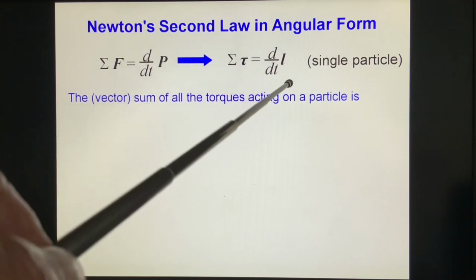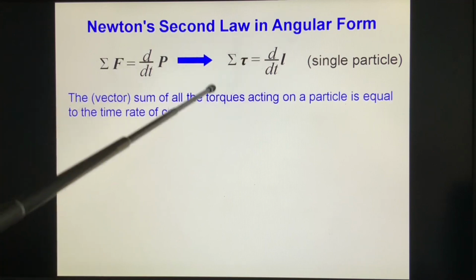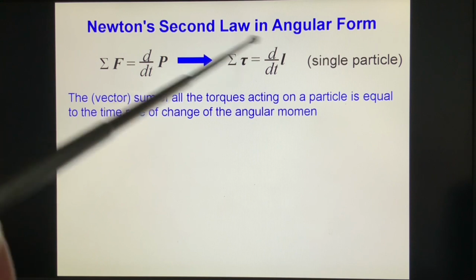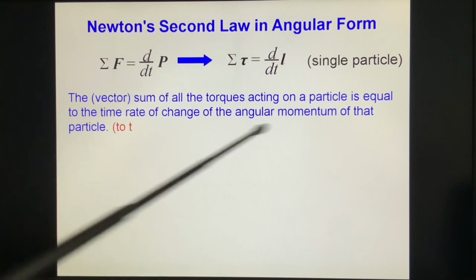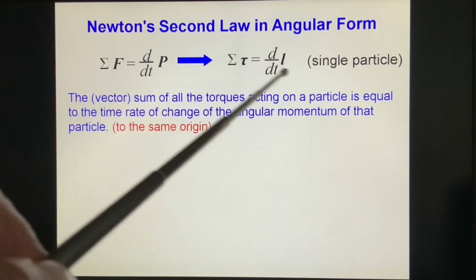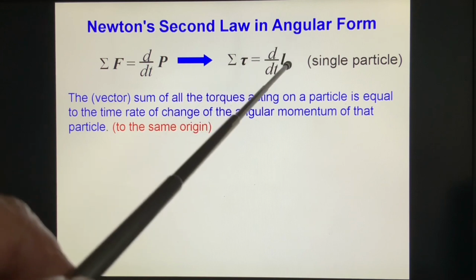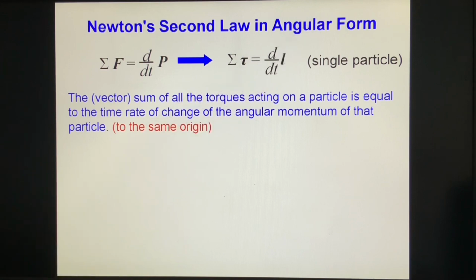What does this mean? This means the vector sum of all torques acting on a particle is equal to the time rate of change of the angular momentum of that particle, of course, about the same origin.